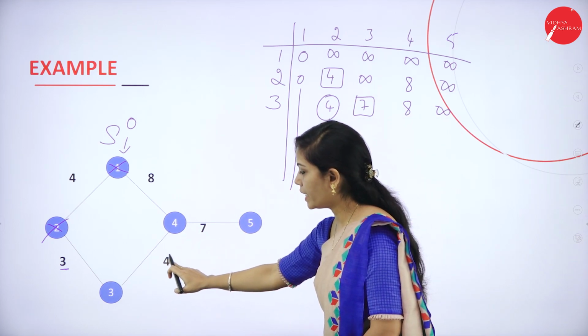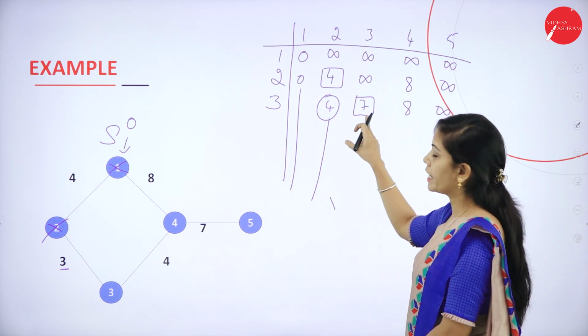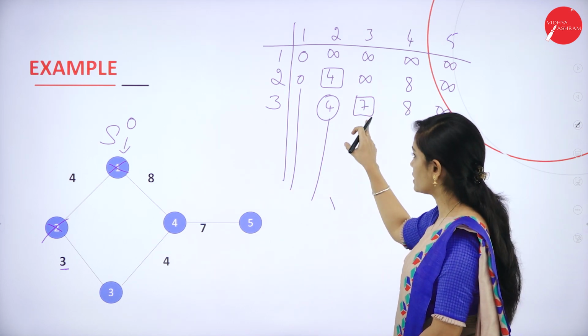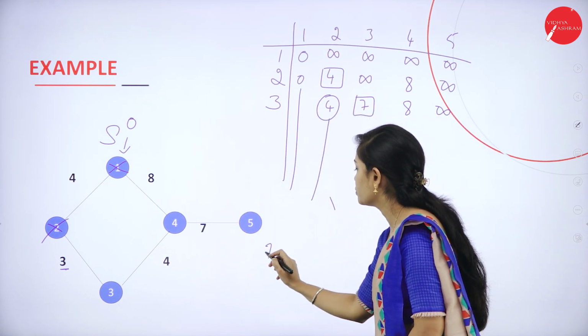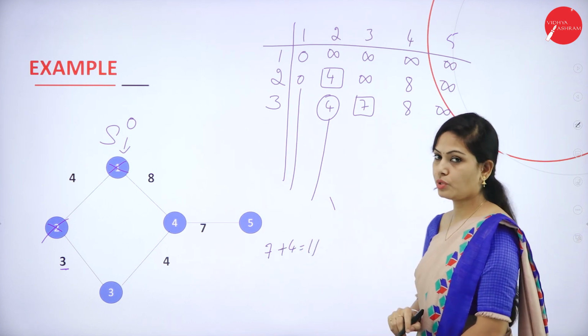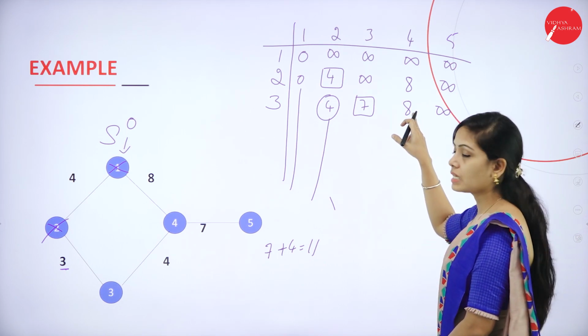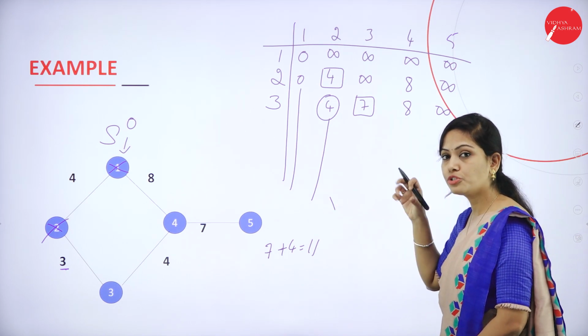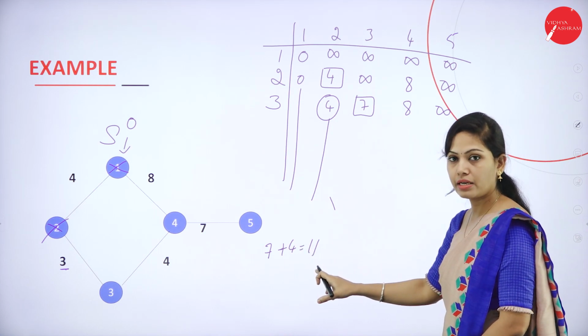What is the edge value? Edge value is 4. So among these values, the minimum is 7, and 7 plus 4 is equal to 11. But here you can't write 11, because 8 is lesser than 11. So you have to choose the least value. Clear? So 8 is lesser than 11.